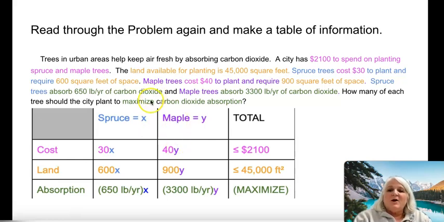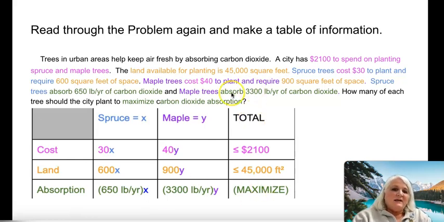So I identify my variables first. And then I'm looking at, what are they asking me? They're asking how many of each tree the city should plant to maximize, so I know that I'm looking for the biggest number, the max, carbon dioxide absorption. What do I know about carbon dioxide absorption? The spruce trees absorb 650 pounds per year of carbon dioxide. So under the spruce tree, I'm going to put 650 pounds per year, times each spruce tree, so times X, because I don't know how many spruce trees I'm planting.